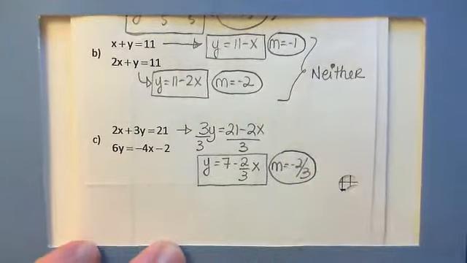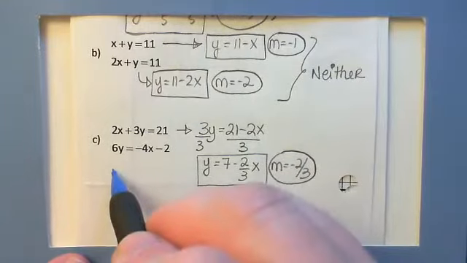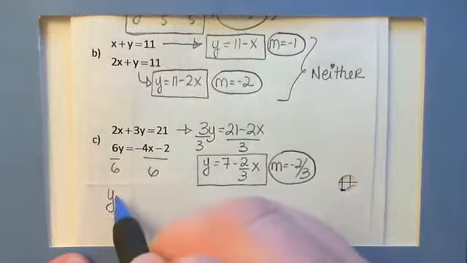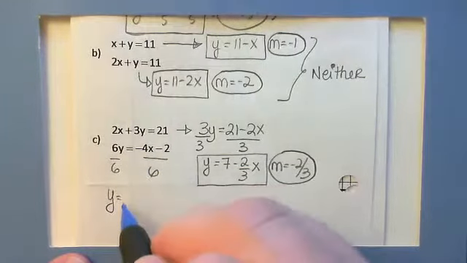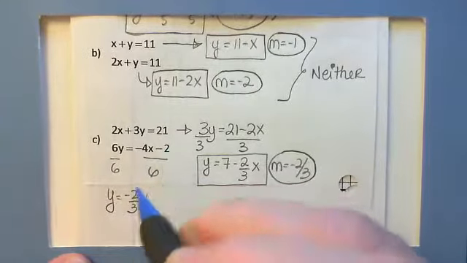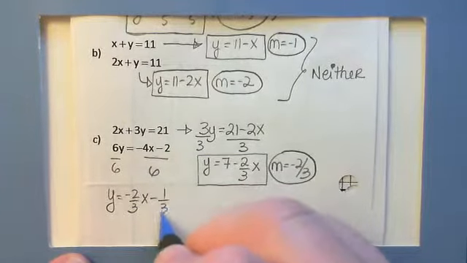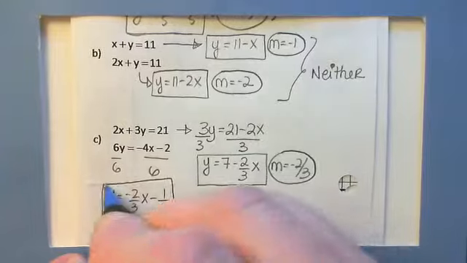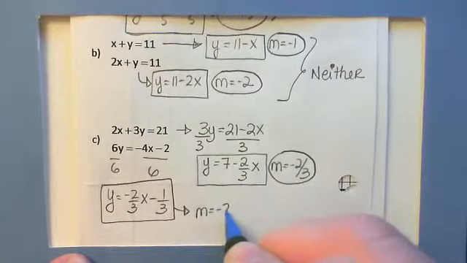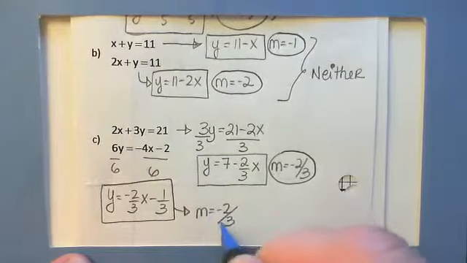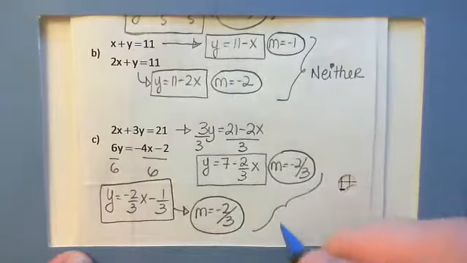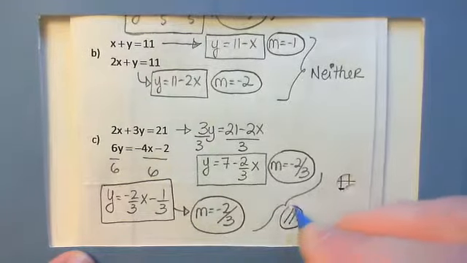Alright, then the idea is to find the slope over here too. So we're going to divide by 6. This would be y equals negative 4 divided by 6, which is negative 2/3. Negative 2 divided by 6 is negative 1/3. So the y is alone, and now I can identify my slope, which is m equals negative 2/3. So the slopes are the same, so that means the lines are parallel.